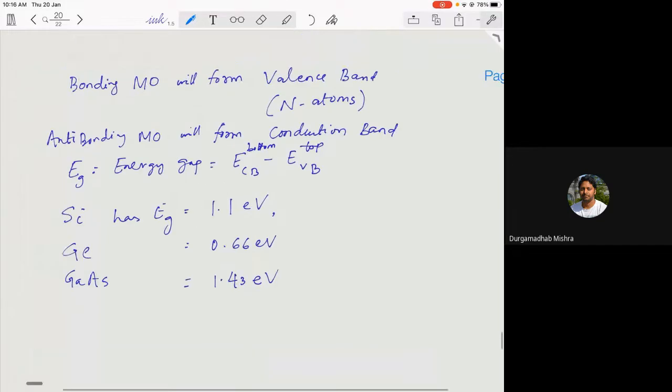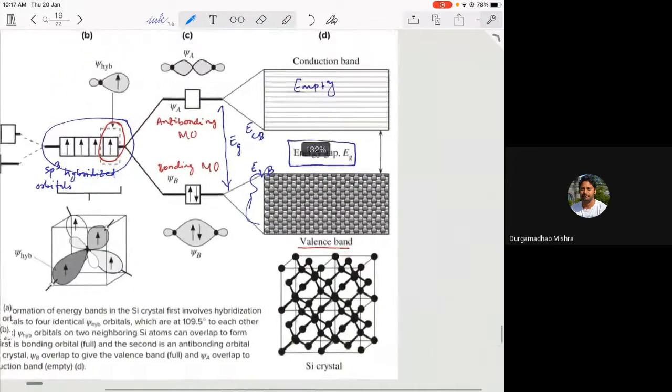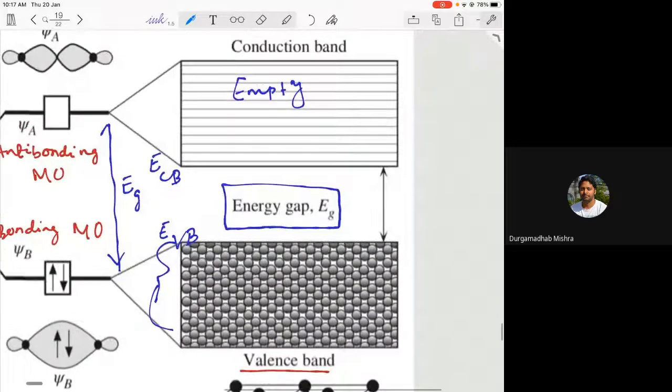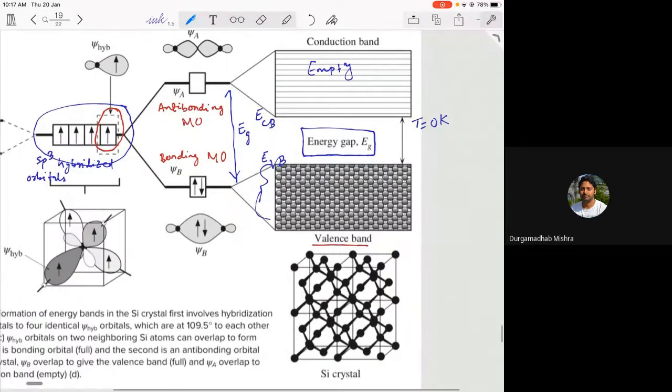And this picture we have drawn here, when we say that you have a fully occupied valence band and a completely empty conduction band, is at T equal to 0 Kelvin. This schematic picture that we are showing here is at T equal to 0 Kelvin. But what happens if you increase the temperature?